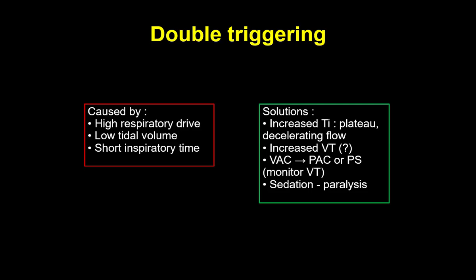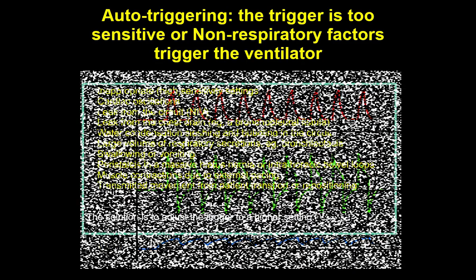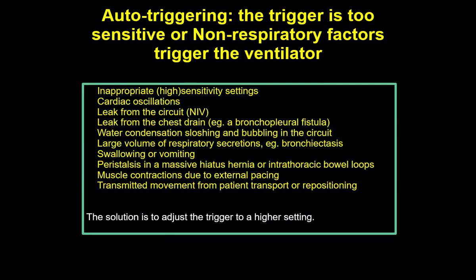And finally, sedation, paralysis. Auto trigger: the trigger is too sensitive. Any kind of movement is triggering. There are lots of causes. Very poorly set trigger, very low. Cardiac oscillations, leak from a bronchopleural fistula, water condensation, large amount of secretions, peristalsis in a hiatus hernia, muscle contraction because of pacing, or transmitted pulsation because of patient movement.